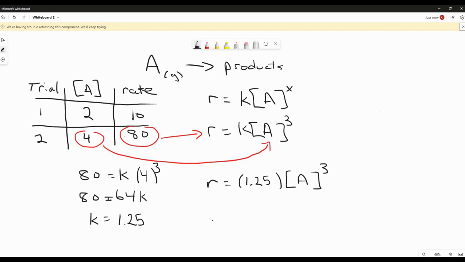Now we have the solved rate law for this reaction. The rate is equal to 1.25 multiplied by the concentration of A cubed. Once we've solved for this rate law, we could now use this law to predict the rate at any concentration.